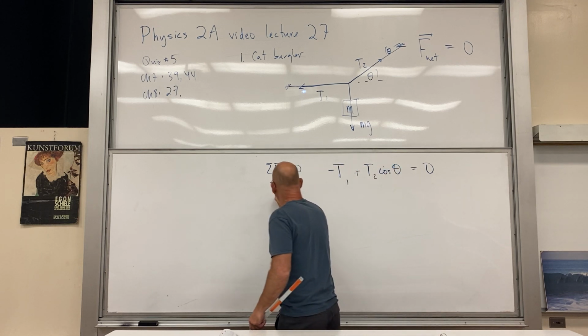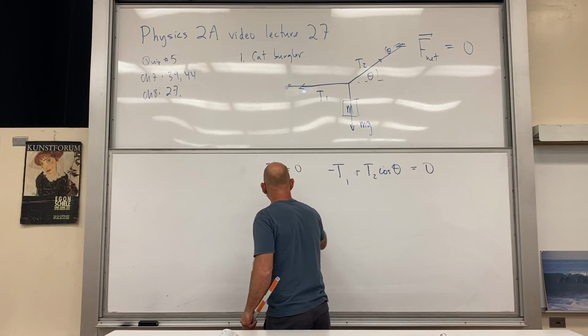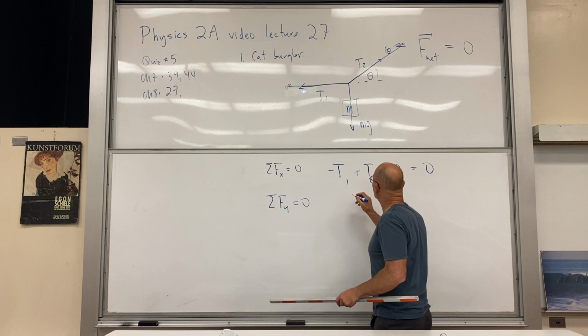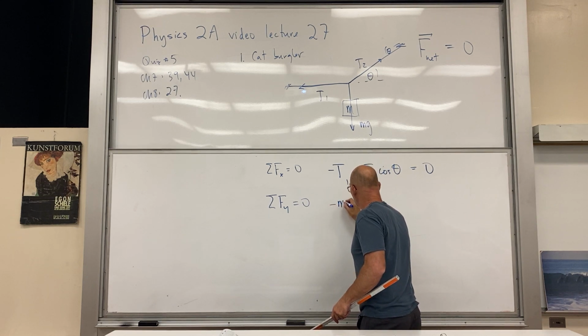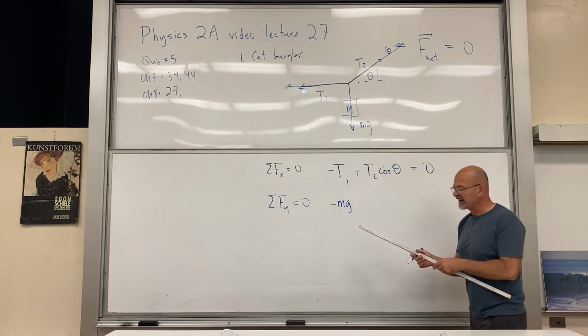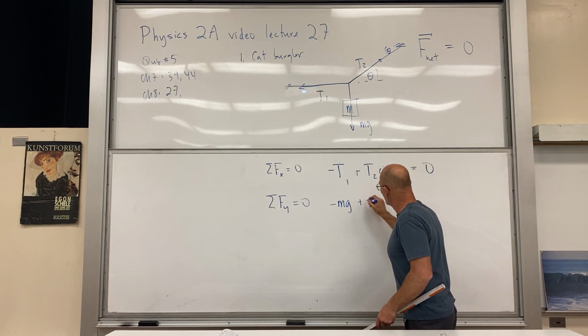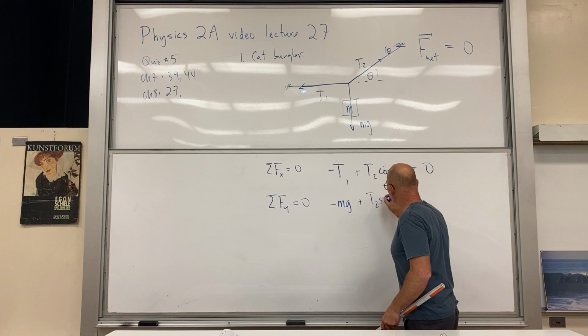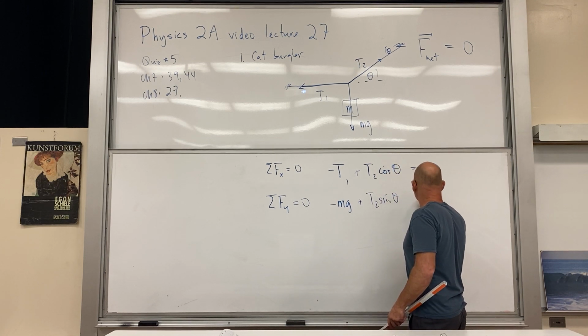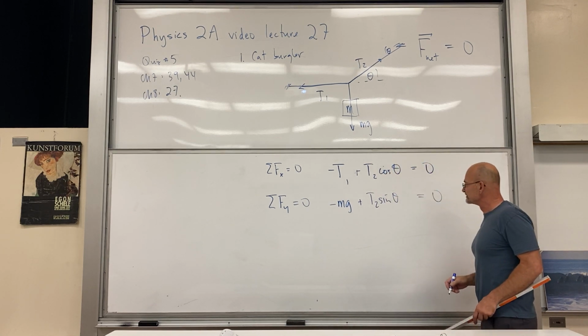And then in the y direction, we would have in the down direction minus mg, or however many newtons we're given, just writing mg. And then we'd have in the up direction plus T2 sine of theta is equal to 0.